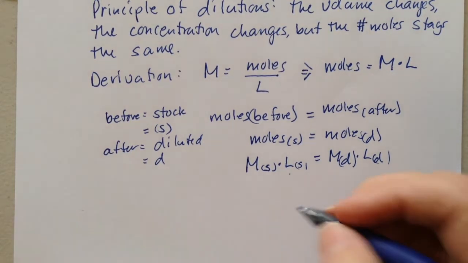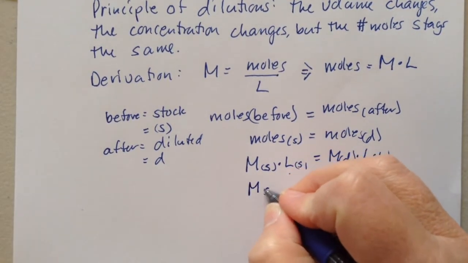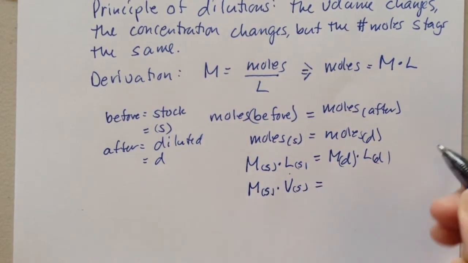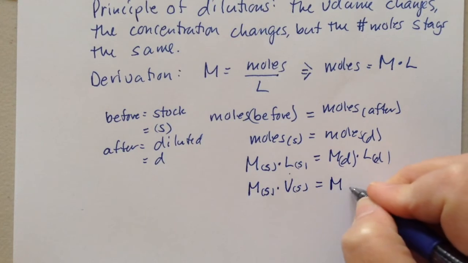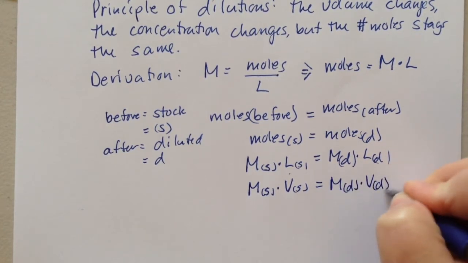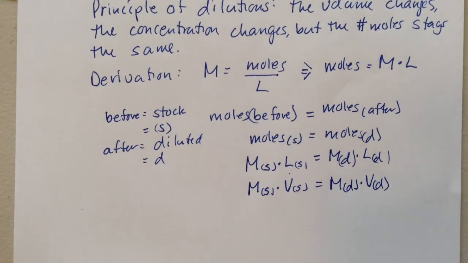any volume. So we'll say the molarity of the stock solution times the volume of the stock solution before equals the molarity of the diluted solution times the volume of the diluted solution. That's the after. And again, your volumes can be anything as long as they agree. They have to have the same units. So if this is milliliters, that has to be milliliters. If this is gallons, that has to be gallons.